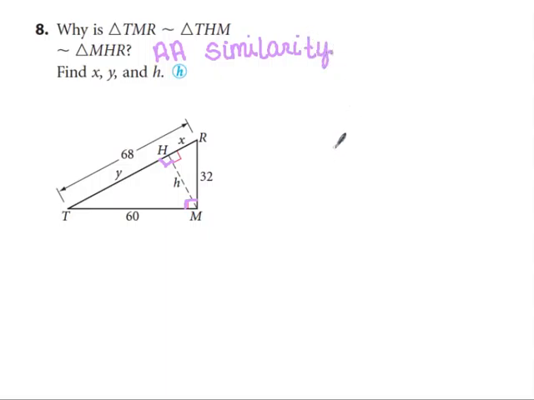Okay, so now it says find X, Y, and H. So we've actually got 3 triangles, right? Okay, so the first triangle I'm going to start with is the big one, TMR. Here's TMR. I know that TMR sides are 32, 60, and 68. And then I have another triangle, THM.